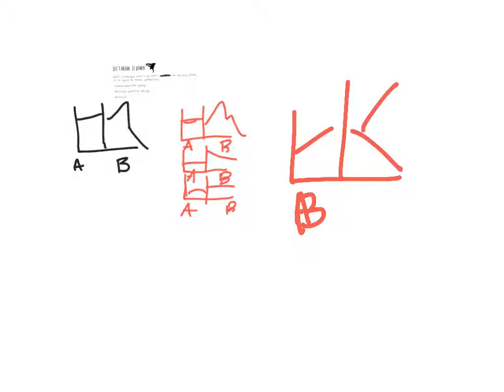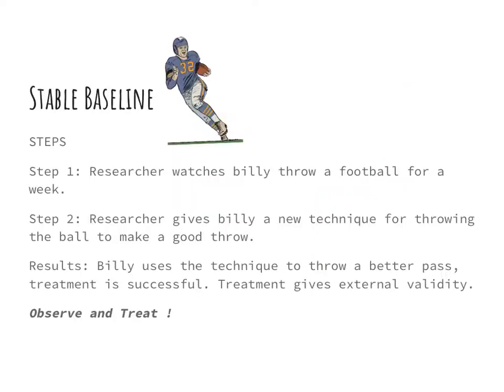Then finally we'll have reversal. So then we give the treatment, or B, you can say, we give the treatment, and then we take it away. So then maybe it will go up or it'll go down, depending on what you're studying and what kind of treatment you're using, and if it was successful or not. The treatment gets taken away and given back as a technique.